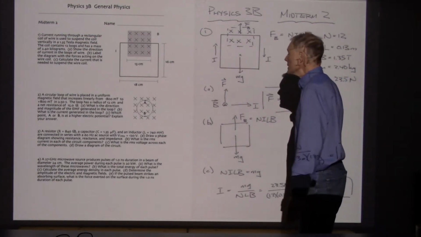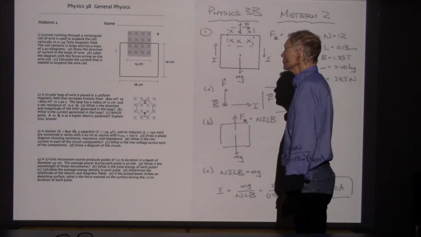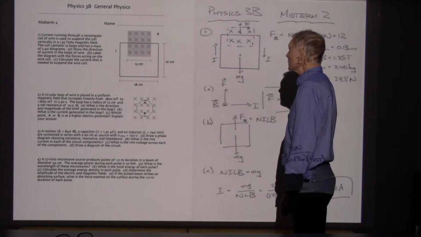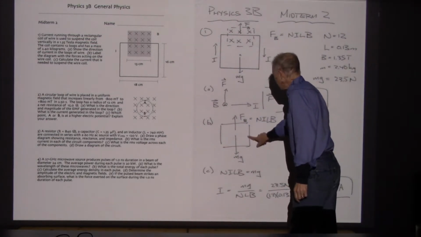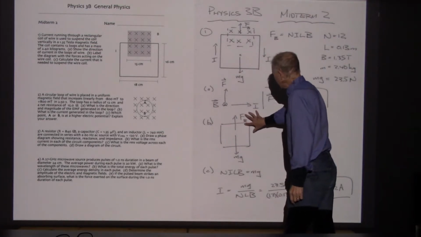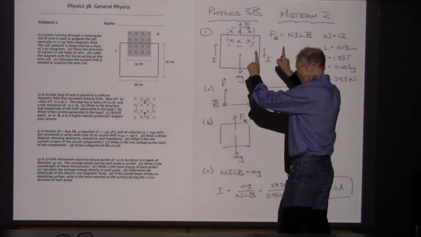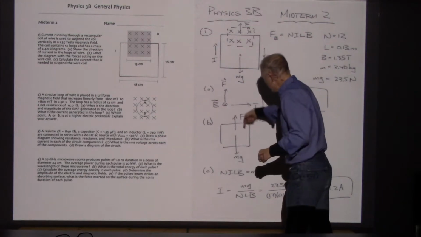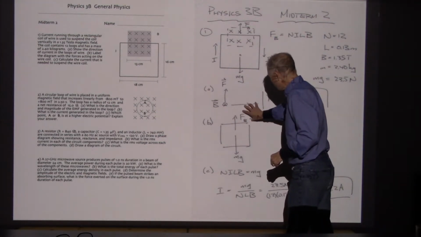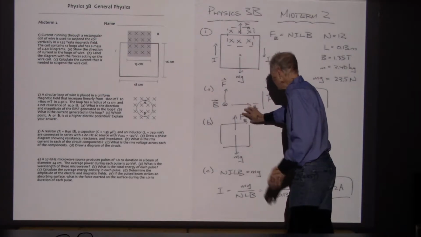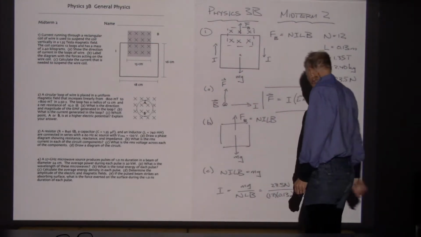In part B, they are saying label the diagram with the forces, okay. So here is that set of wires, and the magnetic force needs to be up, the gravitational force is downwards. I need the force due to the magnetic field to match the gravitational force.